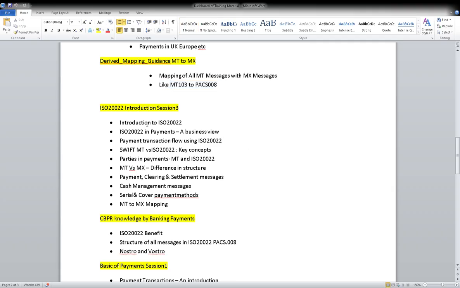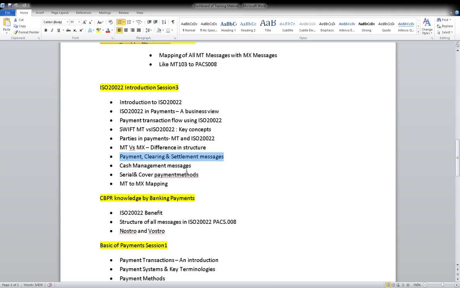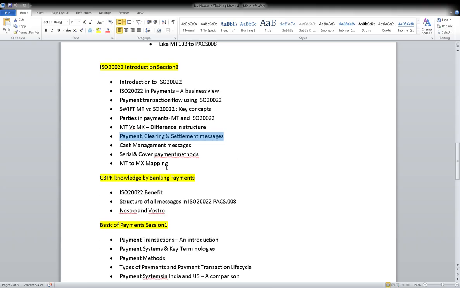Then in ISO 20022, we are going to discuss the basics, then a payment overview, payment transaction flow end to end, then SWIFT versus MT and the key concepts, parties, and key differences between them, how clearing and settlement happens, Nostro and Vostro clearing accounts, cash management system, and serial and cover payment methods. Serial and cover means 202 and 202 cover, and how that happens.